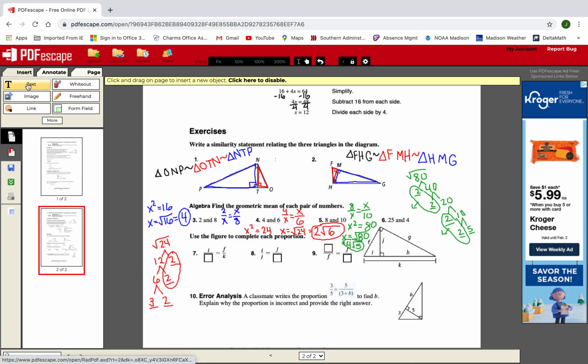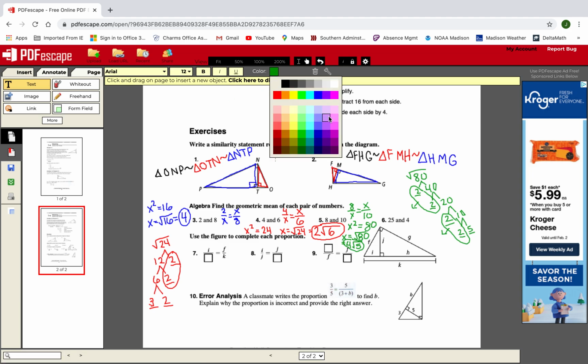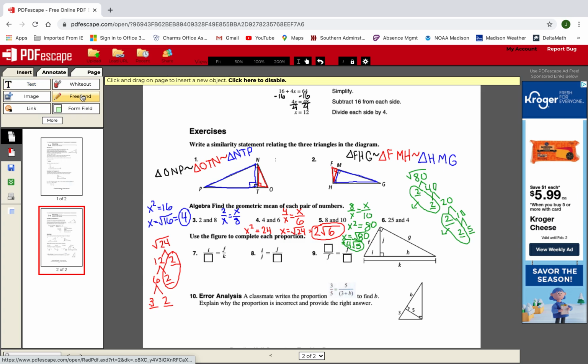Okay, I'm going to squeeze one more in here. Let's find a color for him. How about purple? Okay. 25 and 4. So let's cut out a couple of steps here.